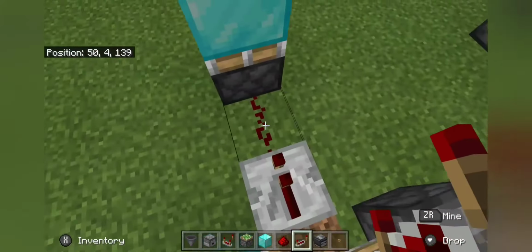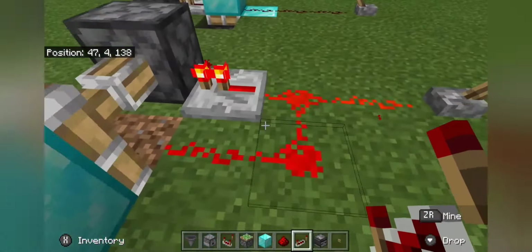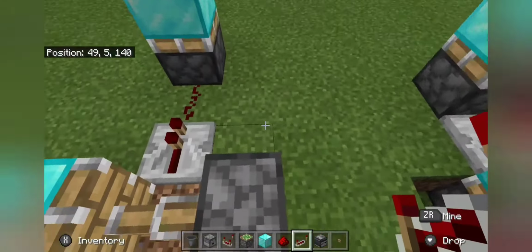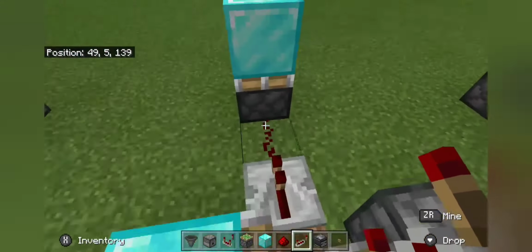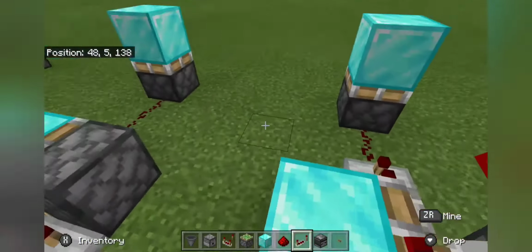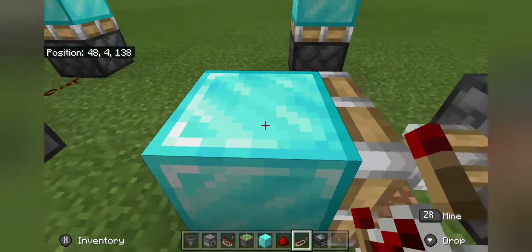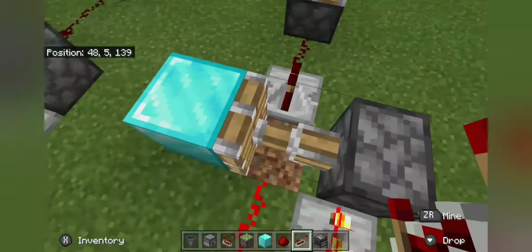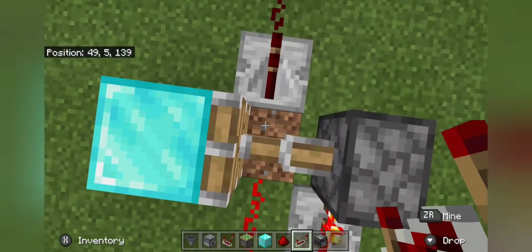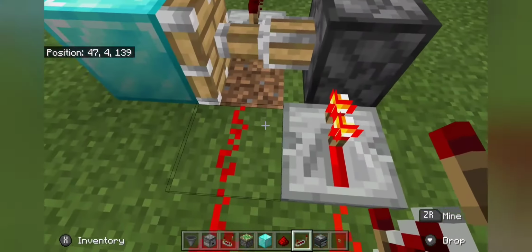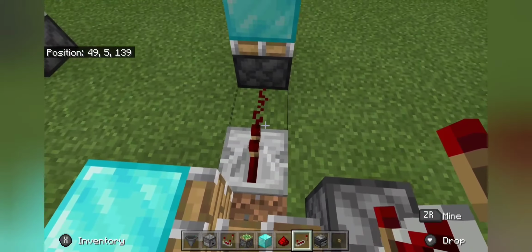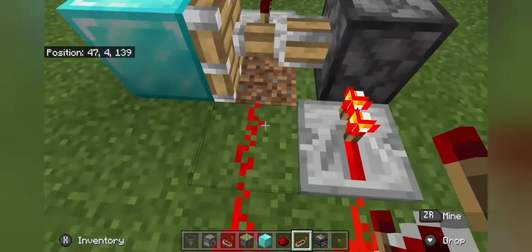And then it powered this piston briefly, and this repeater is powering the piston just shortly after this block got powered. And the piston head is a transparent block, and a transparent block means it cannot conduct redstone power.